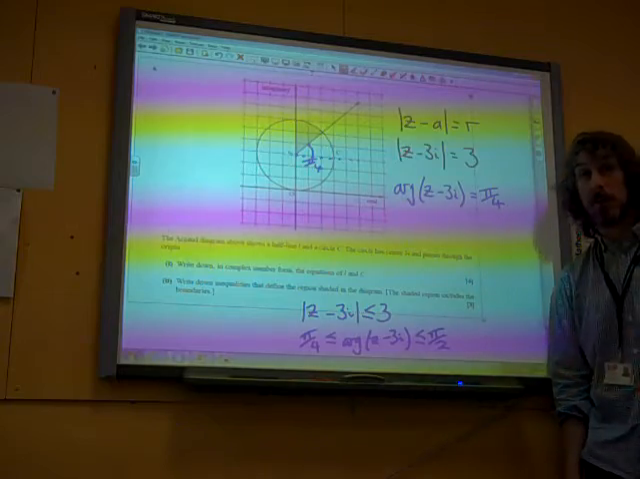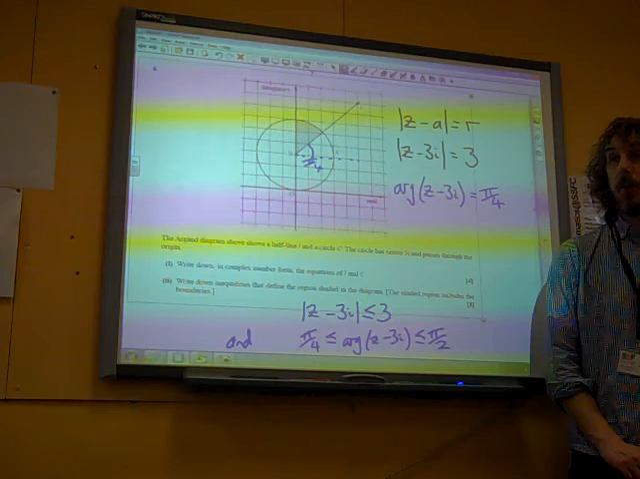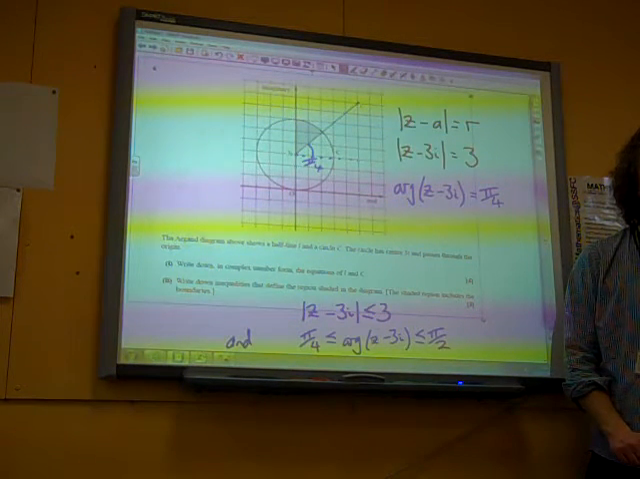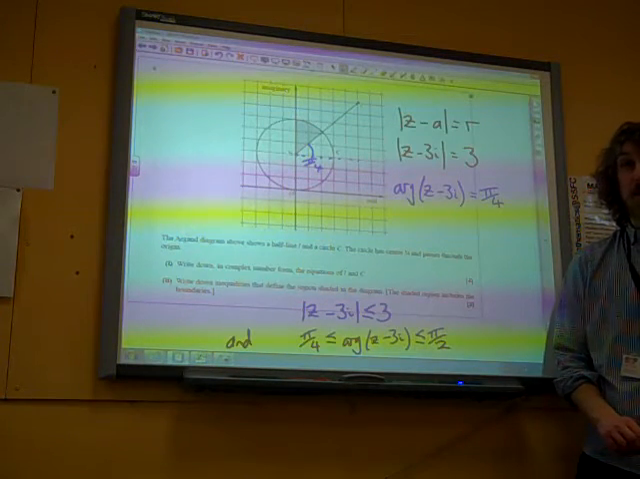And both of these things are going to be satisfied, so really we ought to write the word and, but the mark scheme doesn't really care whether you put the word and in there or not. You just needed to show both of those. Okay? And that was 7 marks, wasn't it?